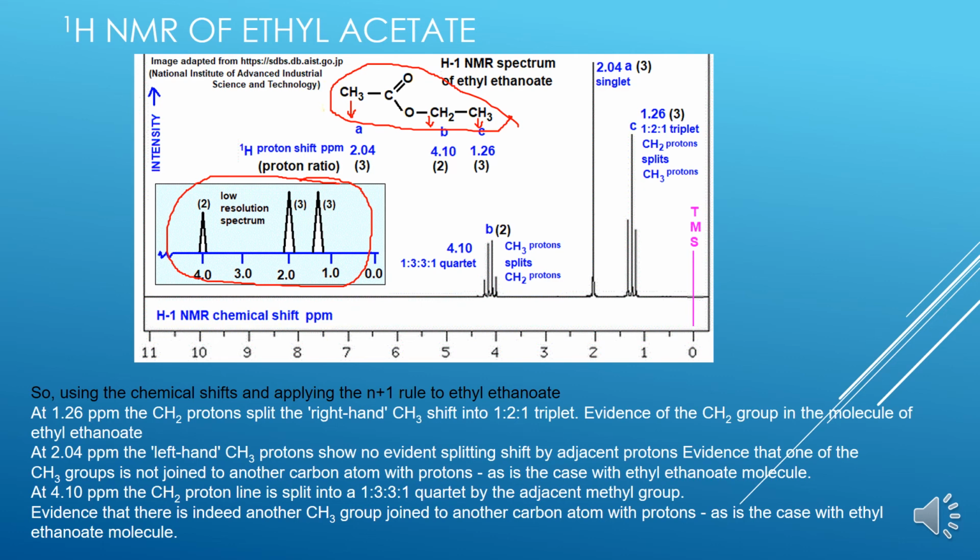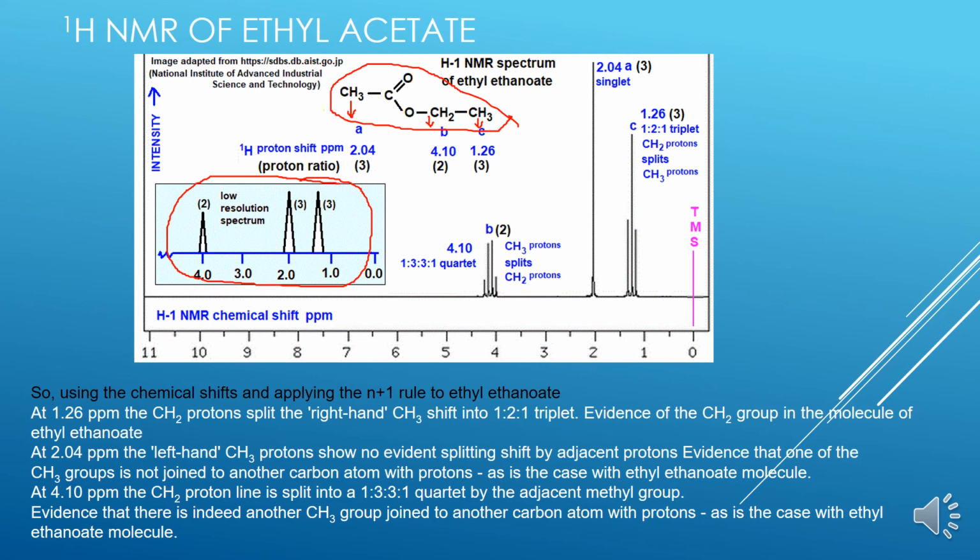Regarding the splitting pattern, the CH3 of the acetate group has no neighboring protons. The neighboring protons are away from spin-spin coupling, four sigma bonds away: one, two, three, and one more from this one. Therefore, there is no splitting at all.